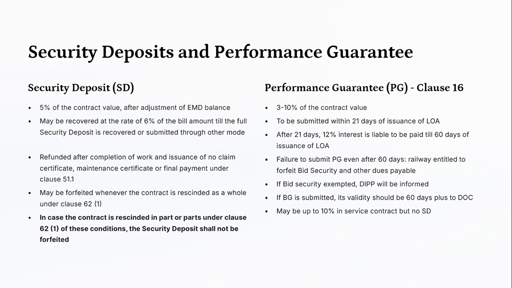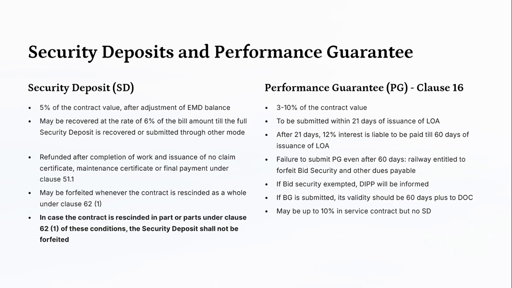Security deposit is 5% of the contract value after adjustment of EMD balances, and may be recovered at the rate of 6% of the bill amount till the full security deposit is recovered, or submitted through other modes. Refunded after completion of work and issuance of no claim certificate, maintenance certificate or final payment under clause 51.1. It may be forfeited whenever the contract is rescinded as a whole under clause 62 (1). In case the contract is rescinded in part or parts under clause 62 (1) of these conditions, the security deposit shall not be forfeited.